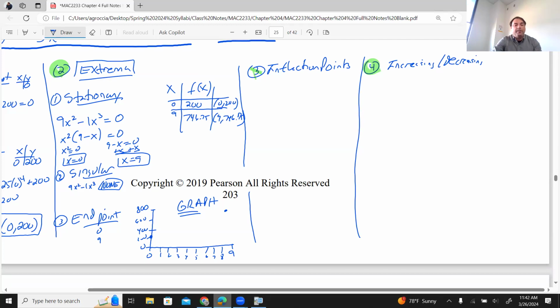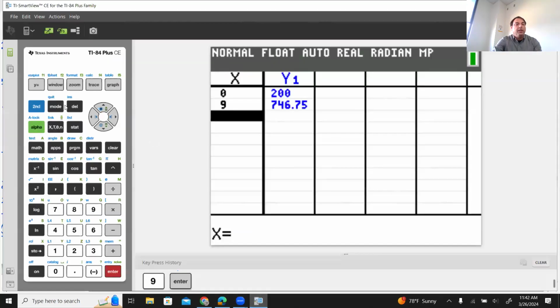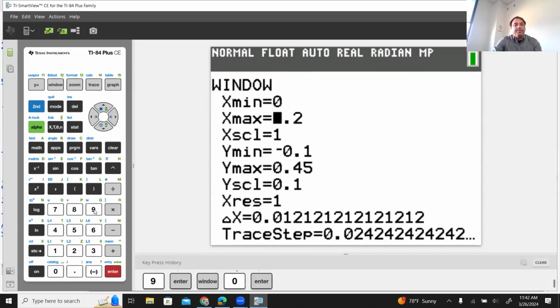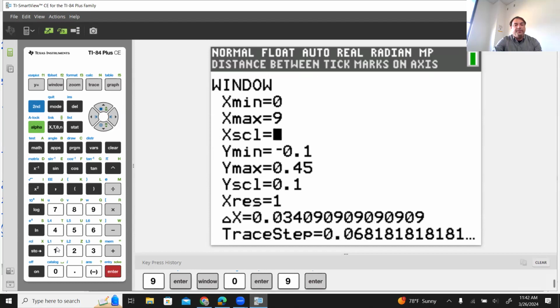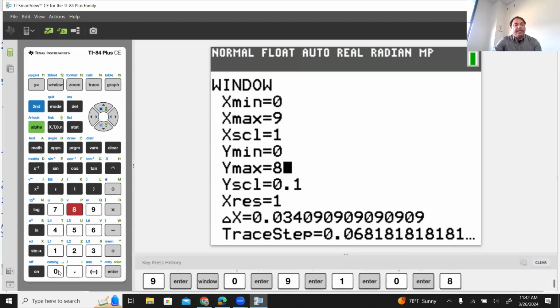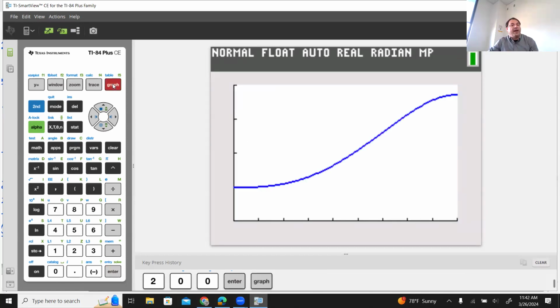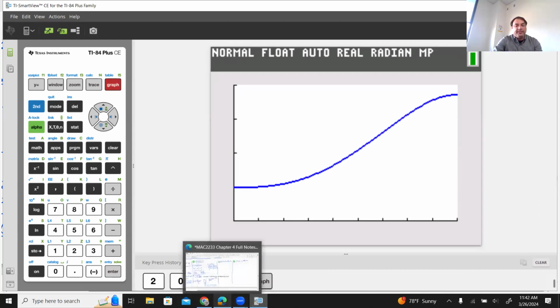So now we go to the calculator, go to window. We're going to go from 0 to 9, counting by ones. And I'm going to go from 0 to 800, counting by 200s. If I want to adjust the window, I totally can. I can't adjust the X's, but I can adjust the Y if needed. So I hit graph, and there's your graph. It basically looks kind of like an S.